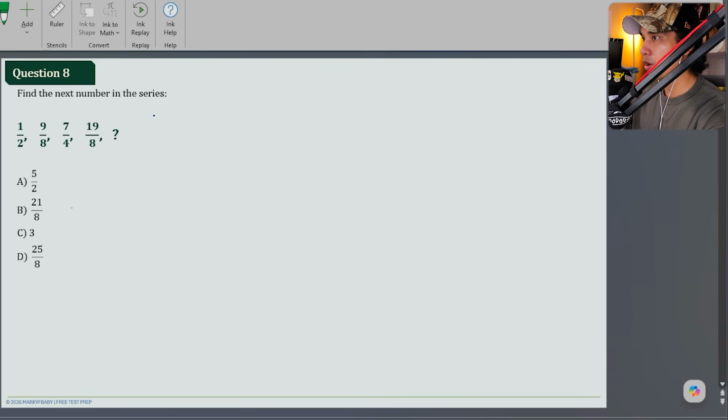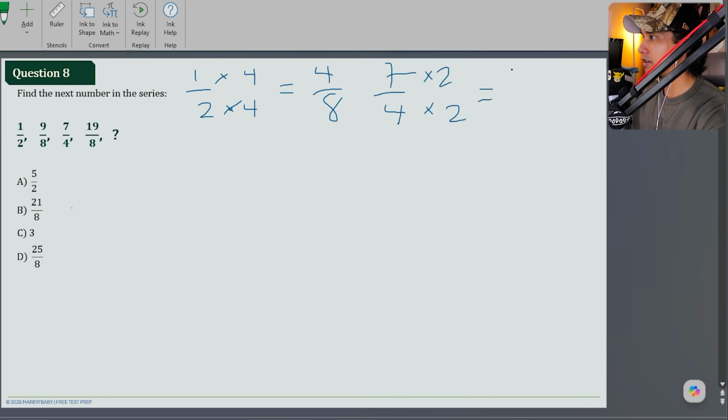Okay? So 1/2. I'm going to multiply 1/2 by the bottom. I'm going to multiply by 4. And what you do at the bottom, you must also do at the top. So I get 4 over 8. So I'm going to go to the 7/4 over here. 7/4. What can I multiply it by to equal 8? I'm going to multiply it by 2. And then again, what I do at the bottom, I must do at the top. So I'm going to get 14 over 8. Right? Okay, that is right.